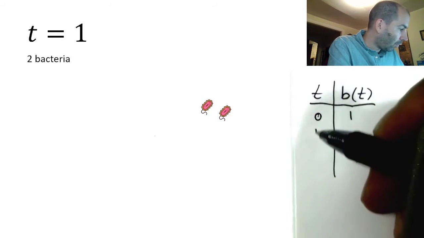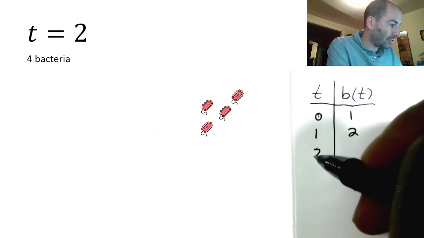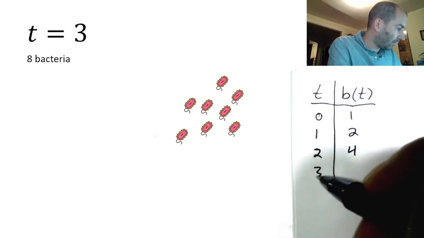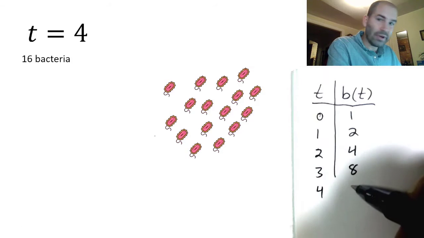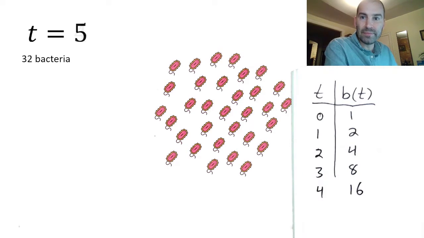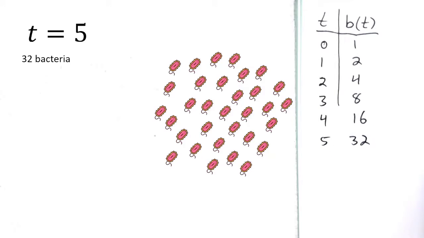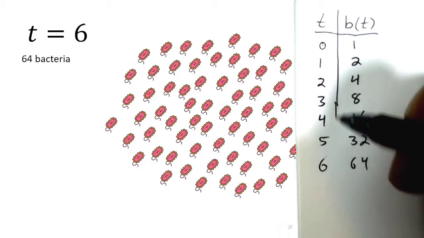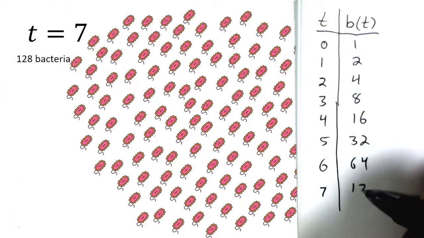At time 1, we have 2. At time 2, we have 4. At time 3, we have 8. Time 4, we have 16. At time 5, we have 32. Time 6, we have 64 bacteria. And at time 7, we have 128.